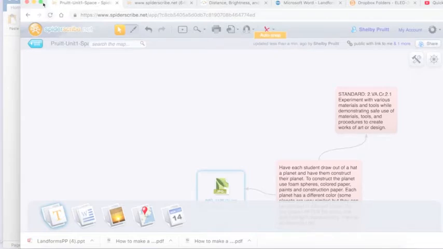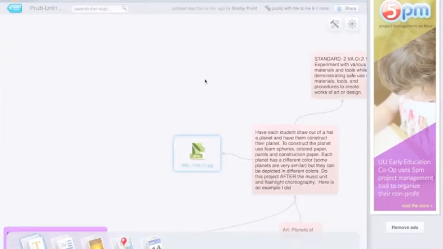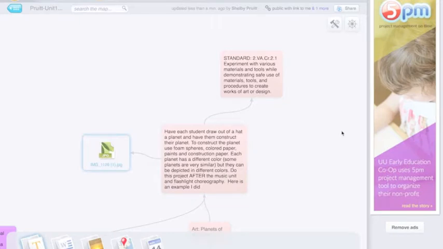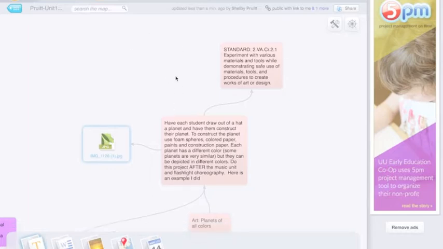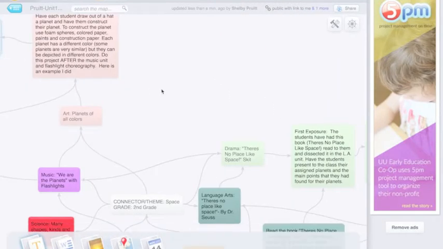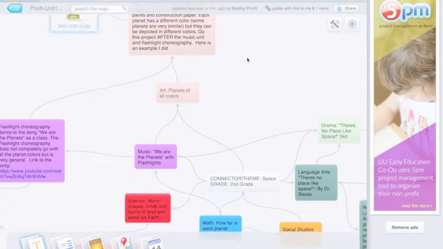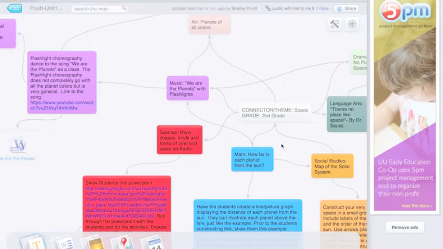The standard that is used for this is experiment with various materials and tools while demonstrating safe use of materials, tools, and procedures. Create works of art or design. So they're using multiple materials with color psychology because each planet has a different color or colors, and they're relaying this off of the flashlight choreography that we're going to be doing beforehand.